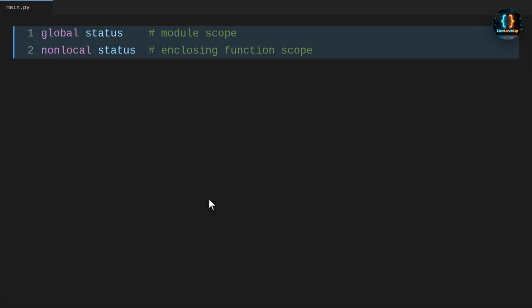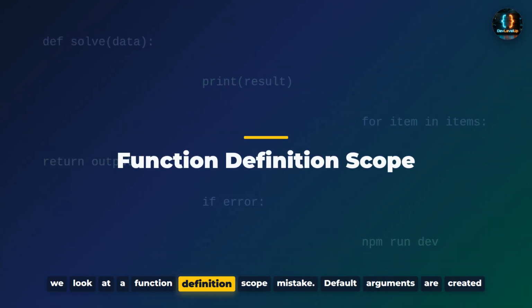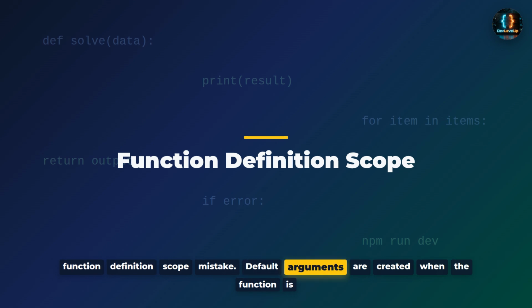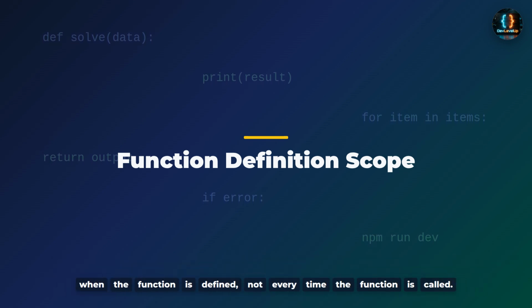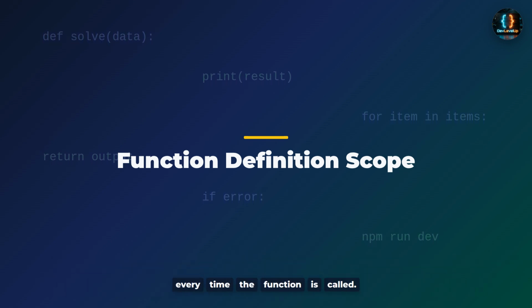The best practice is to choose the keyword based on where the variable lives. Use global only for module level names, and use nonlocal for names owned by an enclosing function. Finally, we look at a function definition scope mistake. Default arguments are created when the function is defined, not every time the function is called.